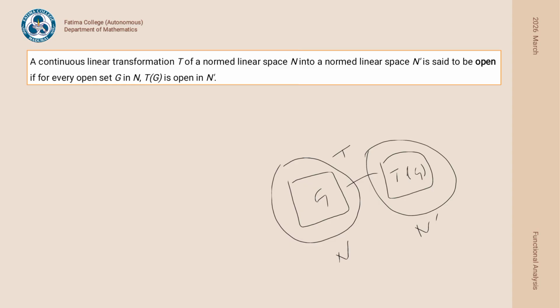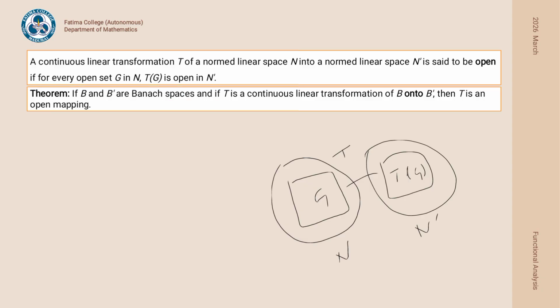A continuous linear transformation T of a normed linear space N into a normed linear space N dash is said to be open if for every open set G in N, its image T of G is open in N dash. The open mapping theorem statement is: if B and B dash are Banach spaces and if T is a continuous linear transformation of B onto B dash, then T is an open mapping.